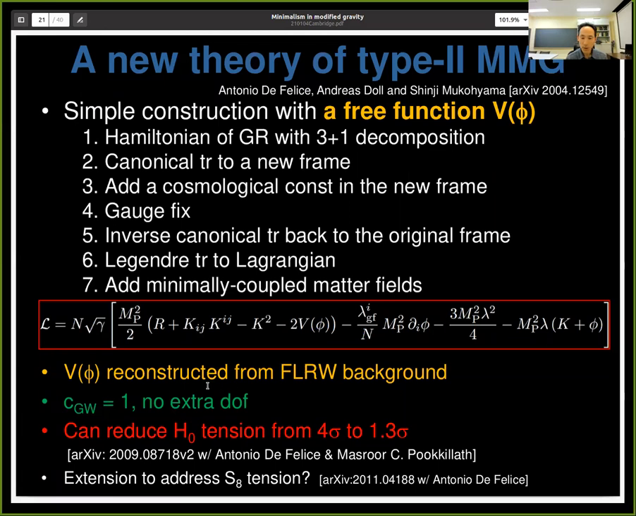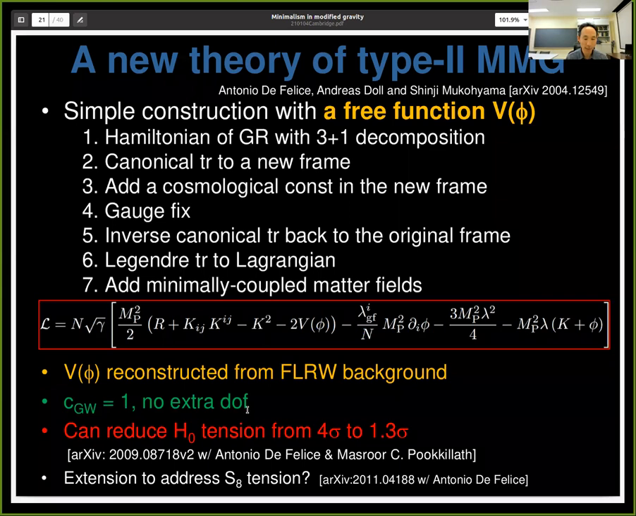And indeed, this reconstruction works as far as the background is expanding, and the matter, so ordinary matter, including dust and radiation and so on, and also neutrinos and so on, satisfies the null energy condition. Then we can reconstruct the action. And for any background and any function V, we can compute the speed of gravitational waves, and it is one, as suggested by recent observation.